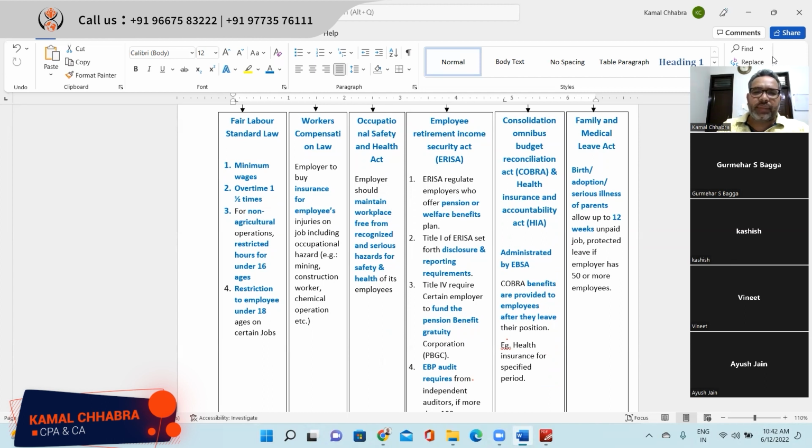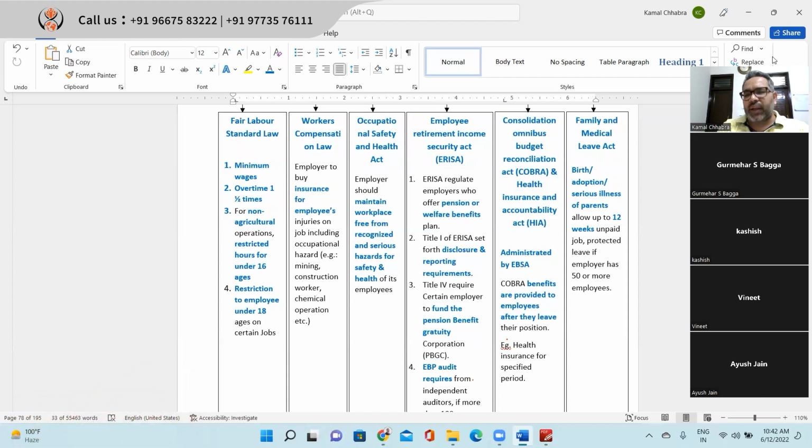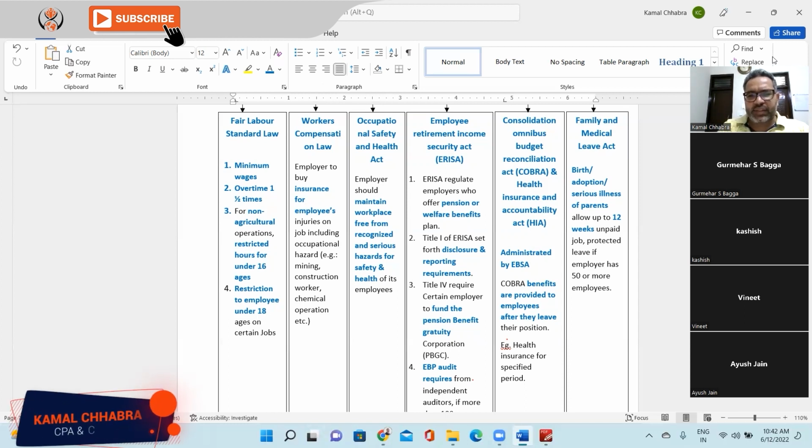Second is overtime. Overtime in the US as per the Fair Labor Standards Law should be 1.5 times the original pay. Whatever normal pay you are giving to your employee, if your employee is serving overtime over and above the normal business hours, over and above the committed hours, then you have to pay 1.5 times per hour of the original pay as overtime, right? Make sense?